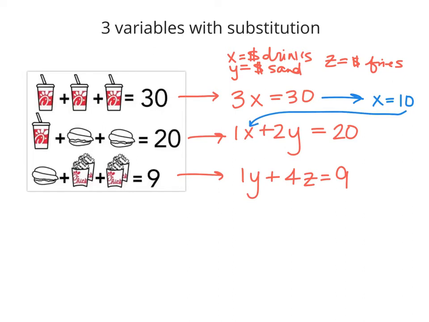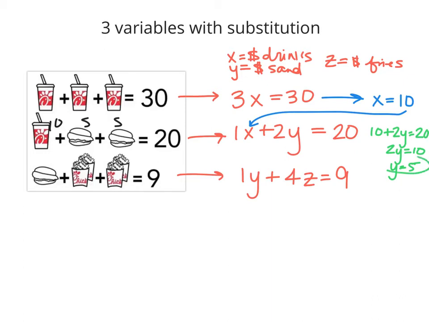So if I solve that in this second equation, that's going to give me 10 plus 2y equals 20, or 2y equals 10, so y equals 5. And you probably already figured that out, again, just by common sense, right? If the drink's 10, then this has to be 5 plus 5 to give you 20 total.